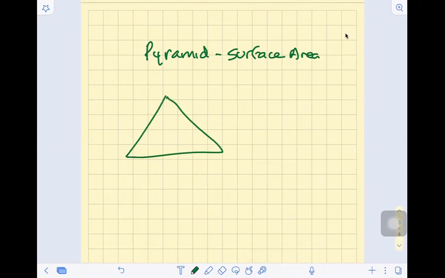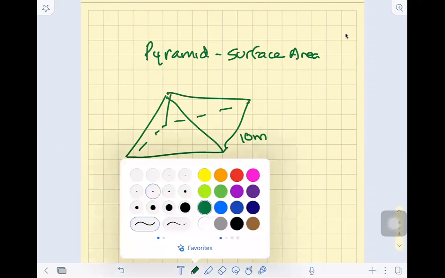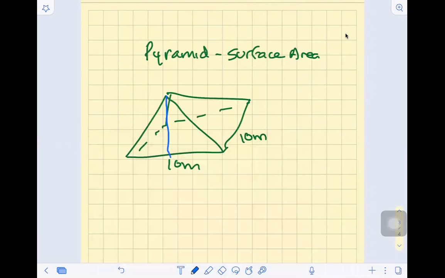Okay, so what we're going to look at now is the pyramid, and we're going to look at its surface area. We're just going to do a square base pyramid. 10 meters, 10 meters. And I'm going to give you the height on the side of each of these triangles, which will make 8 meters.